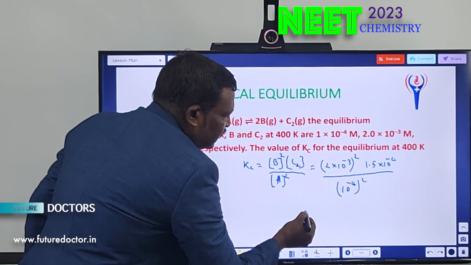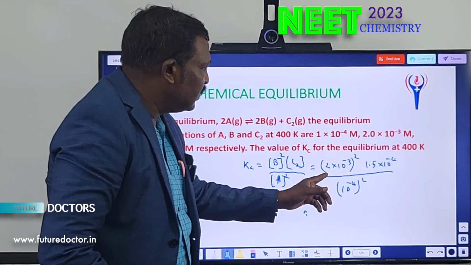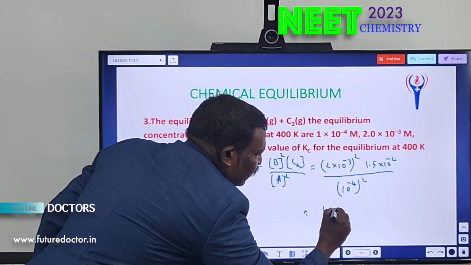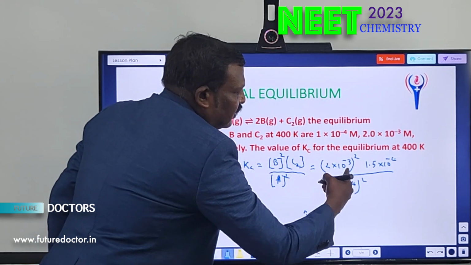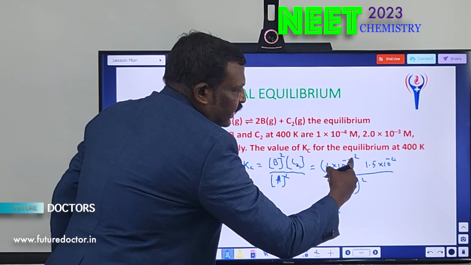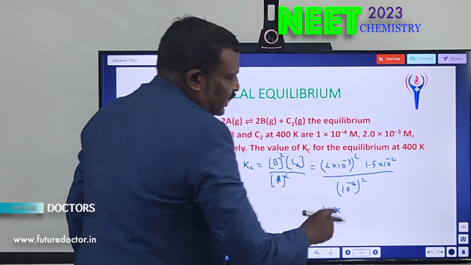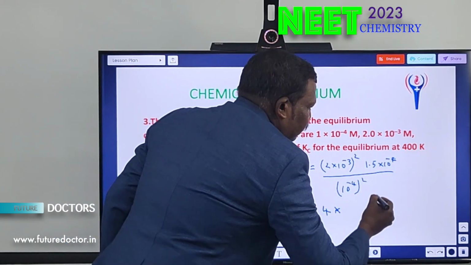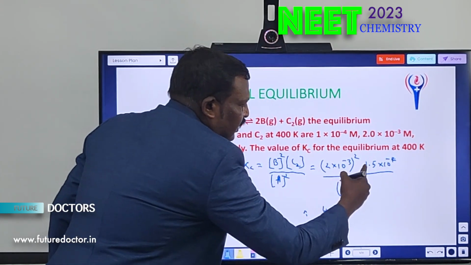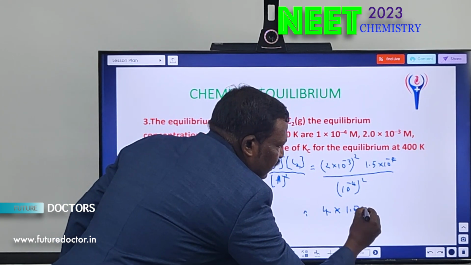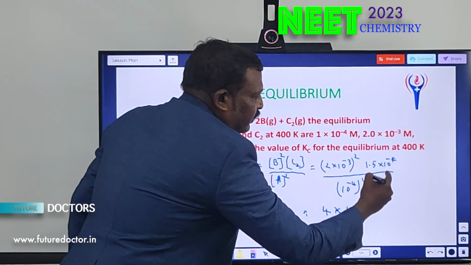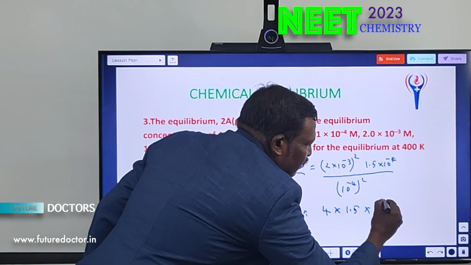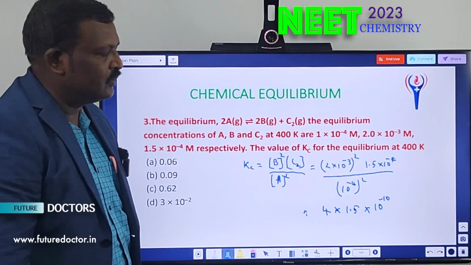Then if you simplify, what's the answer here? 2 square will be 4 into, understood? Then 10 power minus 3 into 2 is 10 power minus 6. This is 10 power minus 4. Then I write 1.5 here. Then 10 power minus 6 minus 4 will be 10 power minus 10. Are you following? Understood? Right.